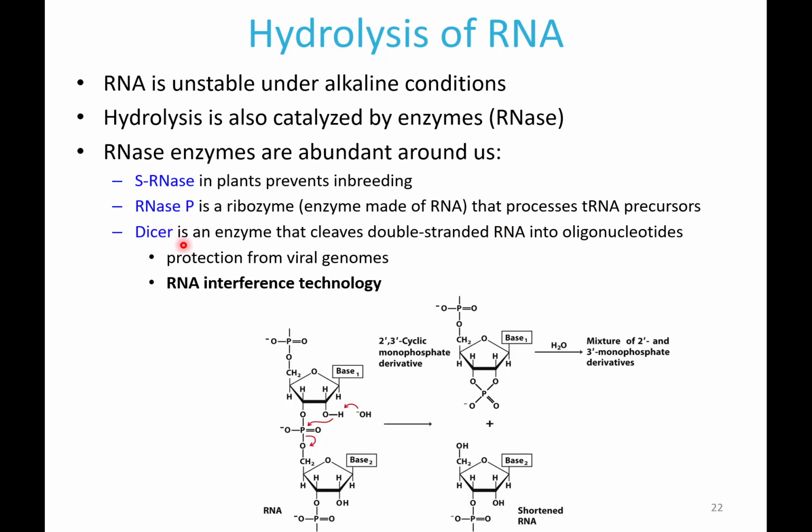Oh, and I should mention Dicer. It's an enzyme that cleaves double-stranded RNA. It's thought to be good for protection from viral genomes, and it's used in what's known as RNA interference, or RNAi technology, which is used in laboratory settings to silence genes. So you silence a gene and see what effect that gene had on the overall phenotype of a cell that you're working with, or sometimes even in animals.